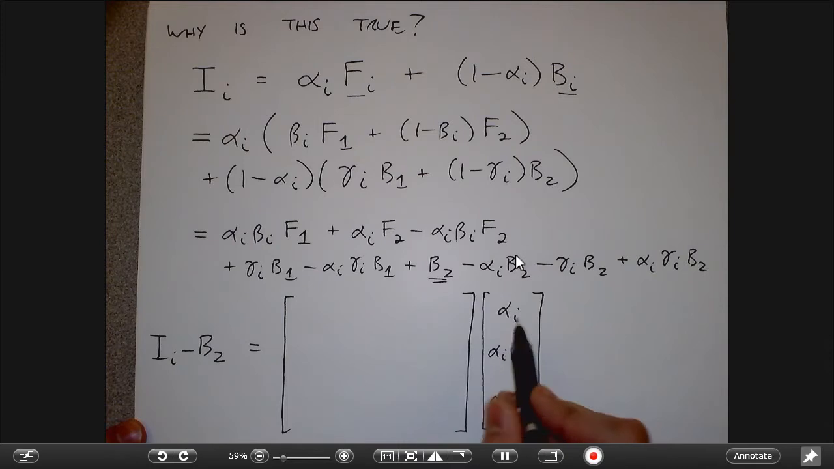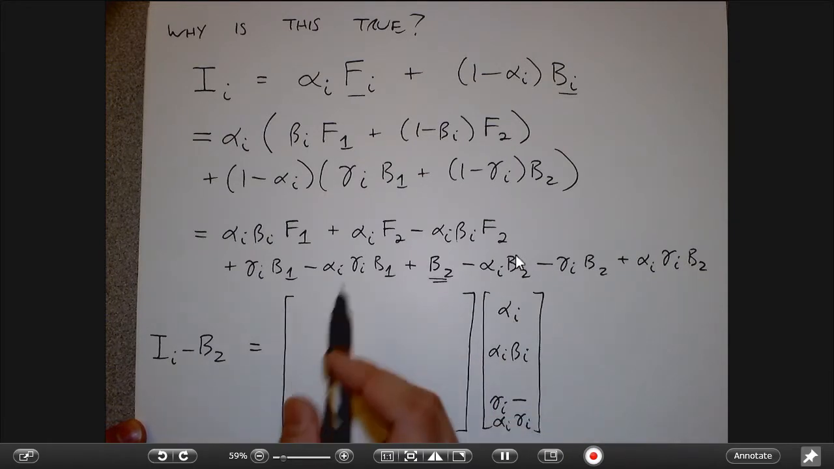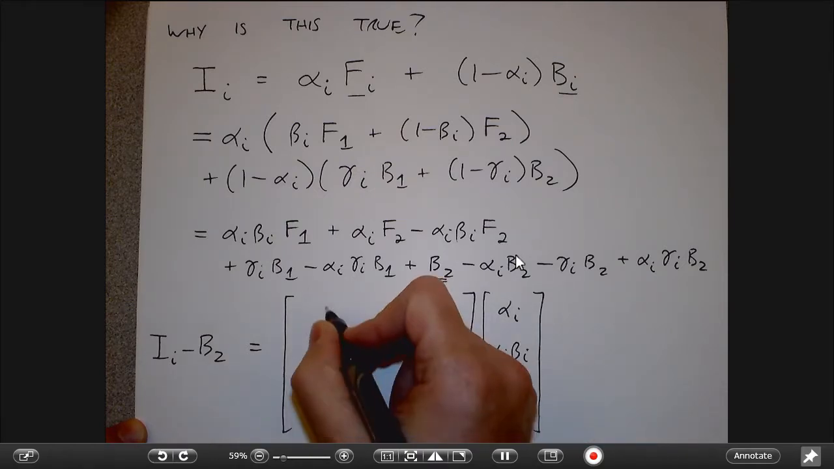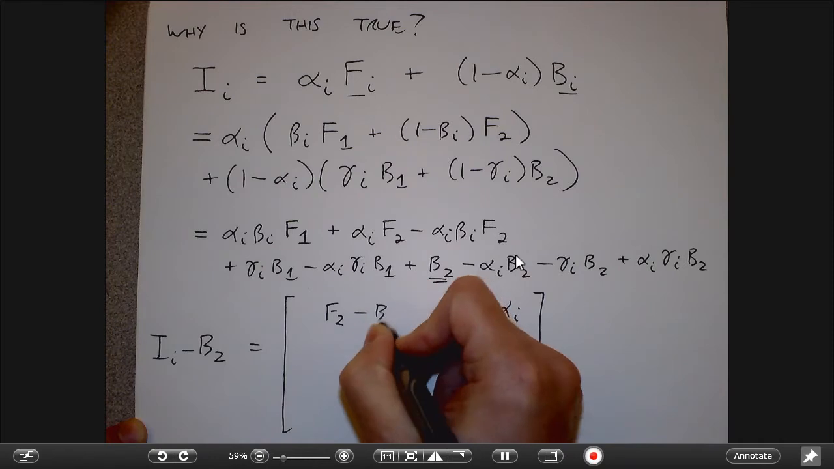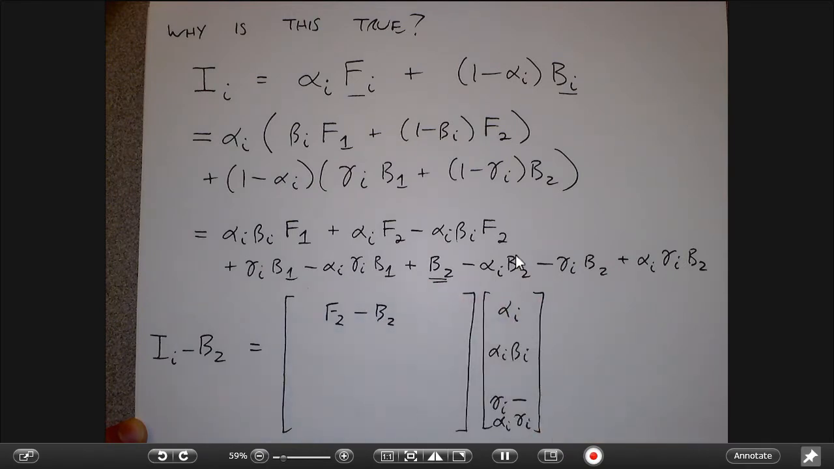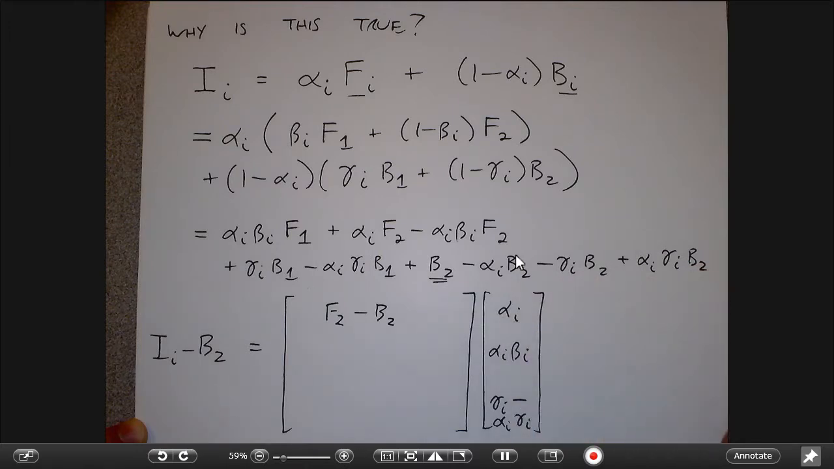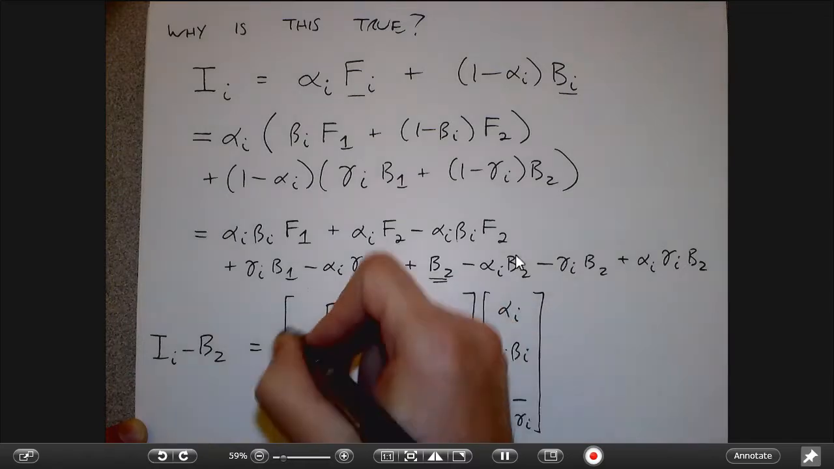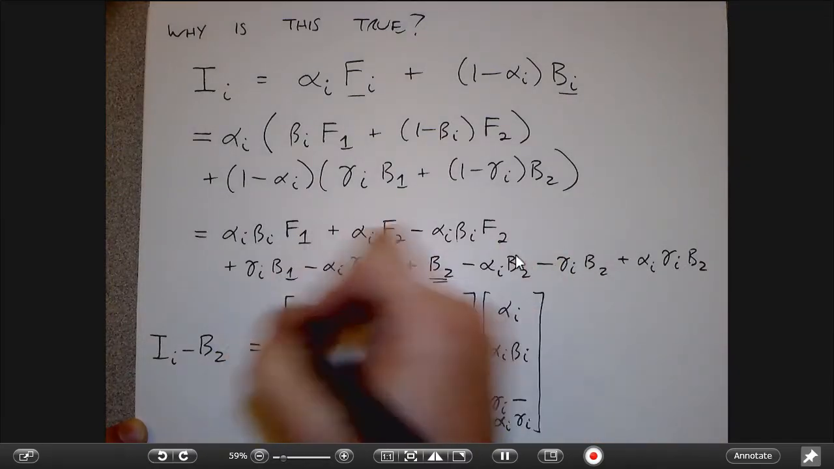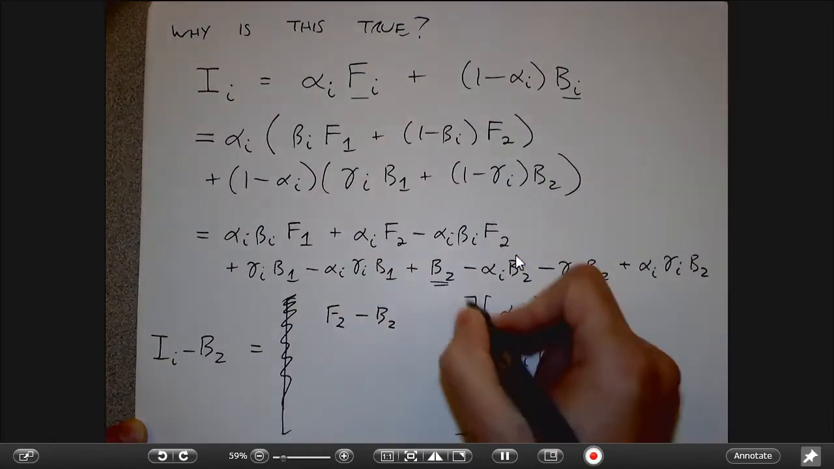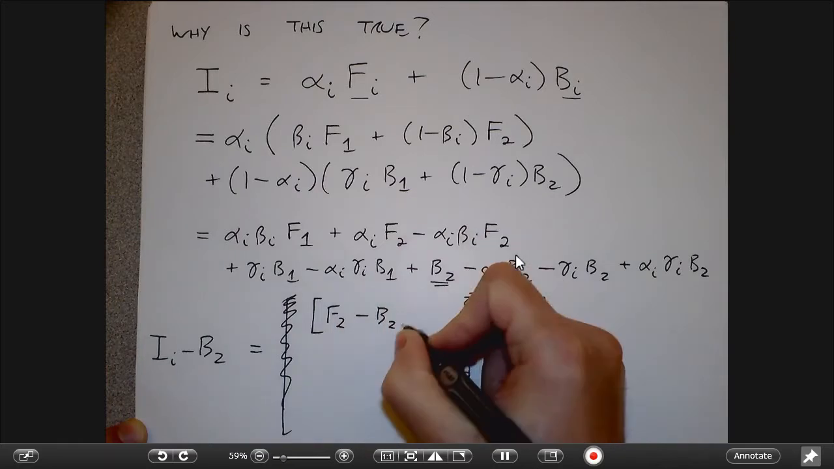So what multiplies alpha I? Well, I have an F2 and I have a minus B2. So basically I have F2 minus B2 as the first thing that multiplies this. I'm really abusing the linear algebra here, because it would be more accurate to say that this is a row vector. In MATLAB world, maybe what I should say is that I have this thing.